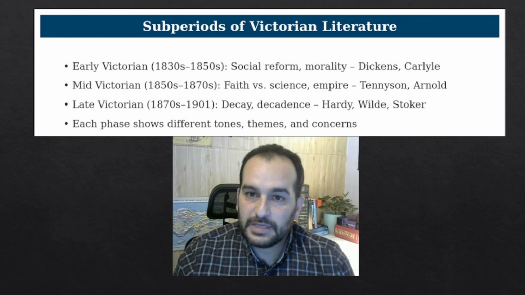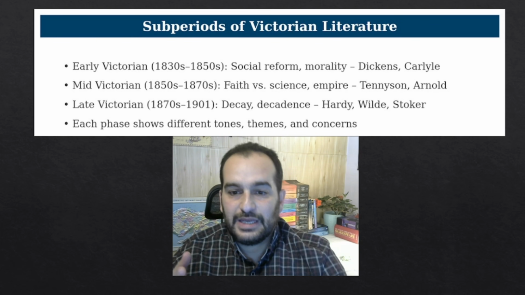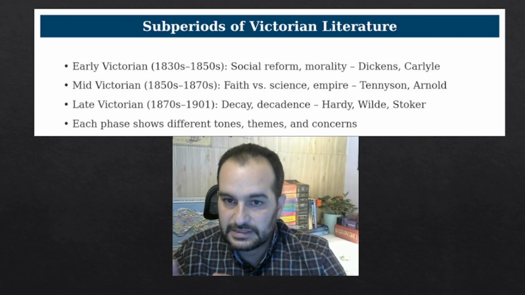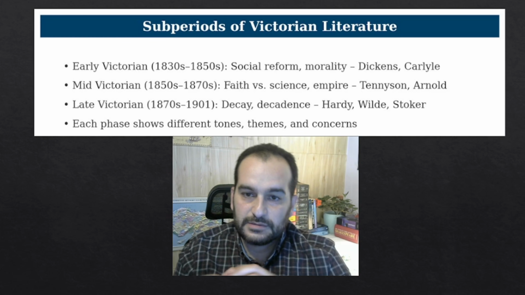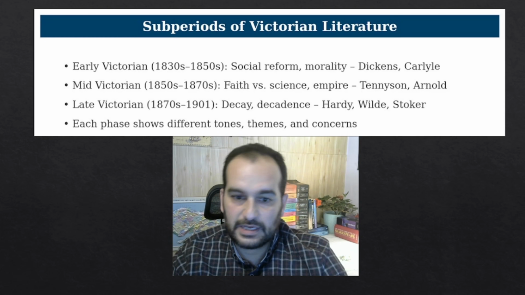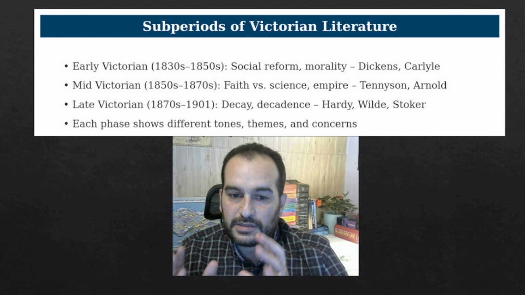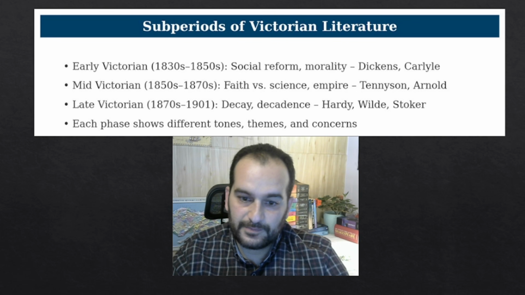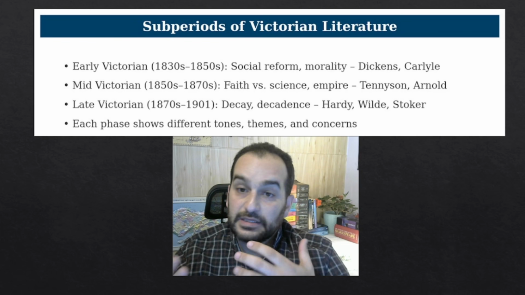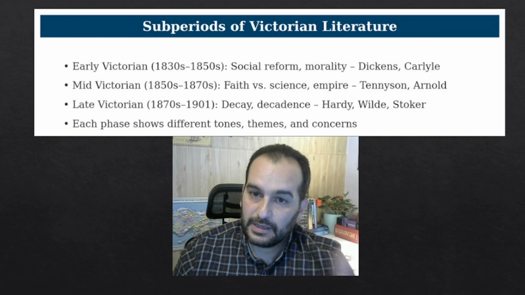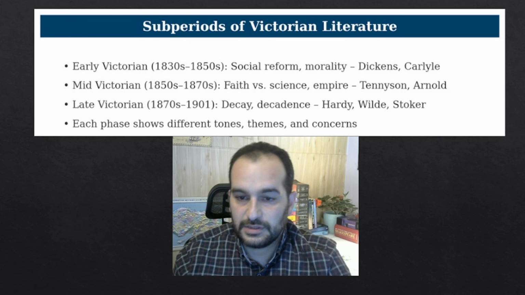We have the mid-Victorian period between 1851 and 1870. Of course, these dates are approximate, not the exact dates. It's considered the high point of Victorianism. This period saw confidence in progress, scientific discovery, and imperial expansion, as we mentioned in the beginning.